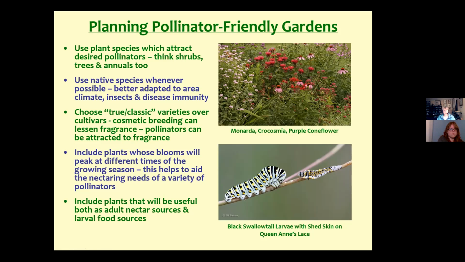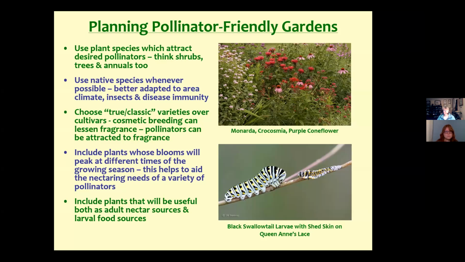Choose the true and classic varieties over the cultivars because a lot of the cosmetic breeding can lessen the fragrance or can change the color, which can then confuse pollinators or make them not visit at all. A lot of our pollinators are attracted to fragrance in plants, so it's good to have those true or classic varieties, native species, for that reason.